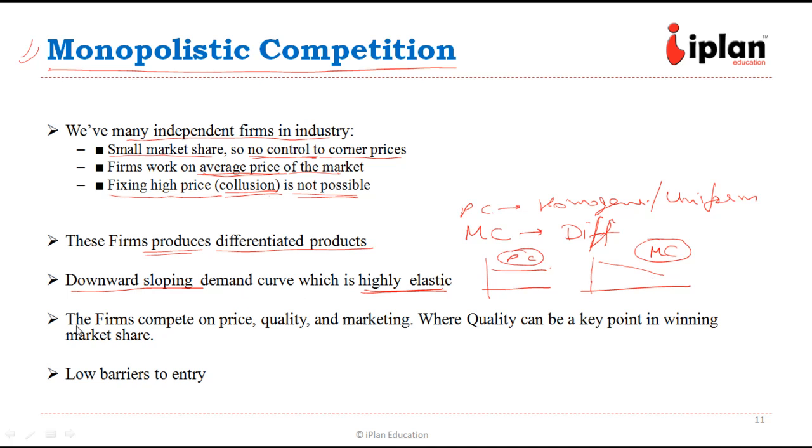In the case of perfect competition, the firms were competing on the price only, but here in addition to the price, they are competing in quality and marketing. Since they are differentiating these products, marketing becomes important. So quality is a key point in winning the market share or the quantity produced by an individual firm. And since we know the barriers to entry are low in this case, it remains very close to perfect competition. Now let us move to the output decision making of the companies in the case of monopolistic competition.